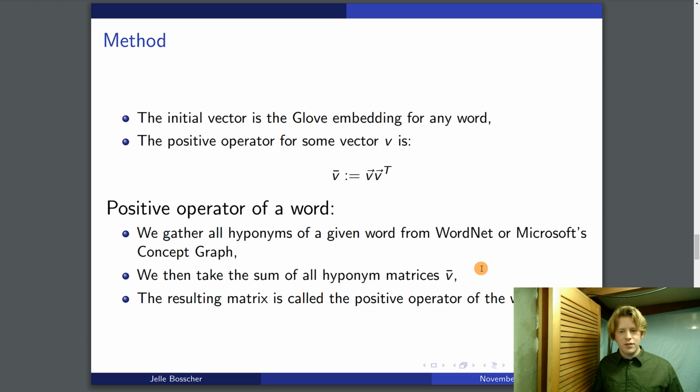So how do we build these positive operators? We take the GloVe embedding of a certain word, and then we take the outer product of the vector with itself, which gives us a matrix, and this matrix is actually a positive operator. Then in order to represent the entire word, we take the hyponyms from a certain source. In my research I use WordNet and Microsoft Concept Graph. We gather all the hyponyms of a certain word, and then we sum all the matrices that we build in the example above. We call this sum the positive operator of a word.